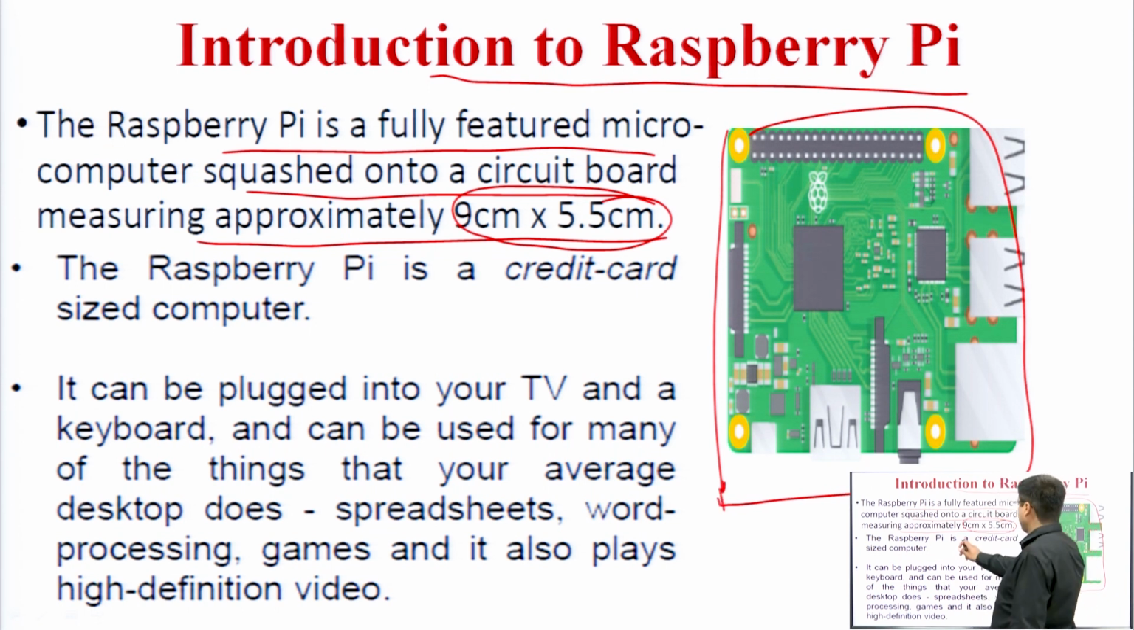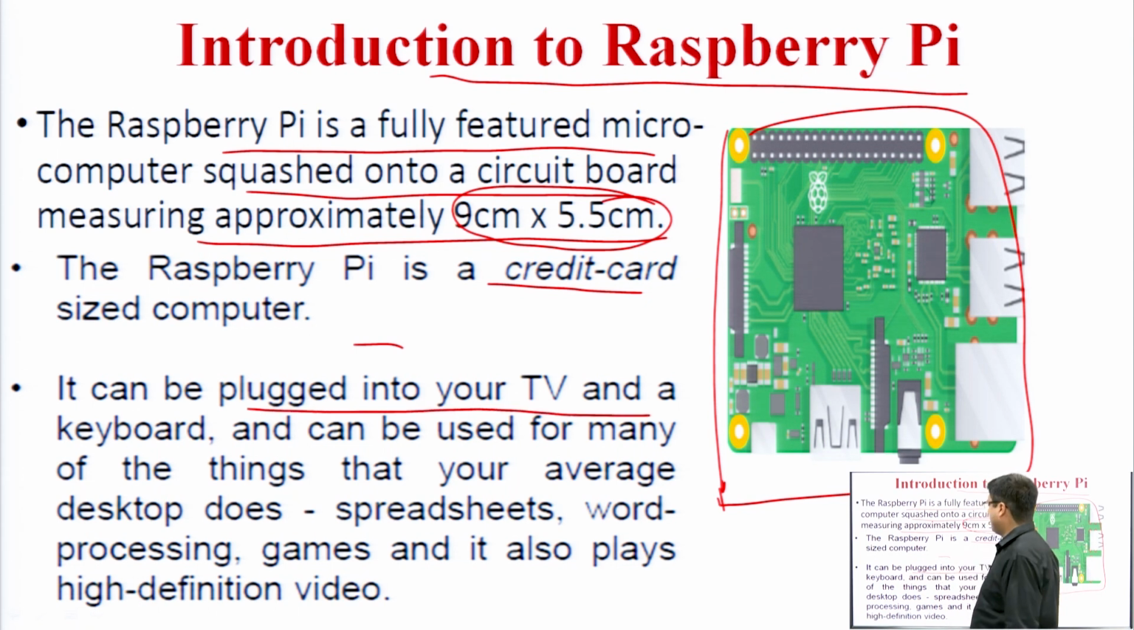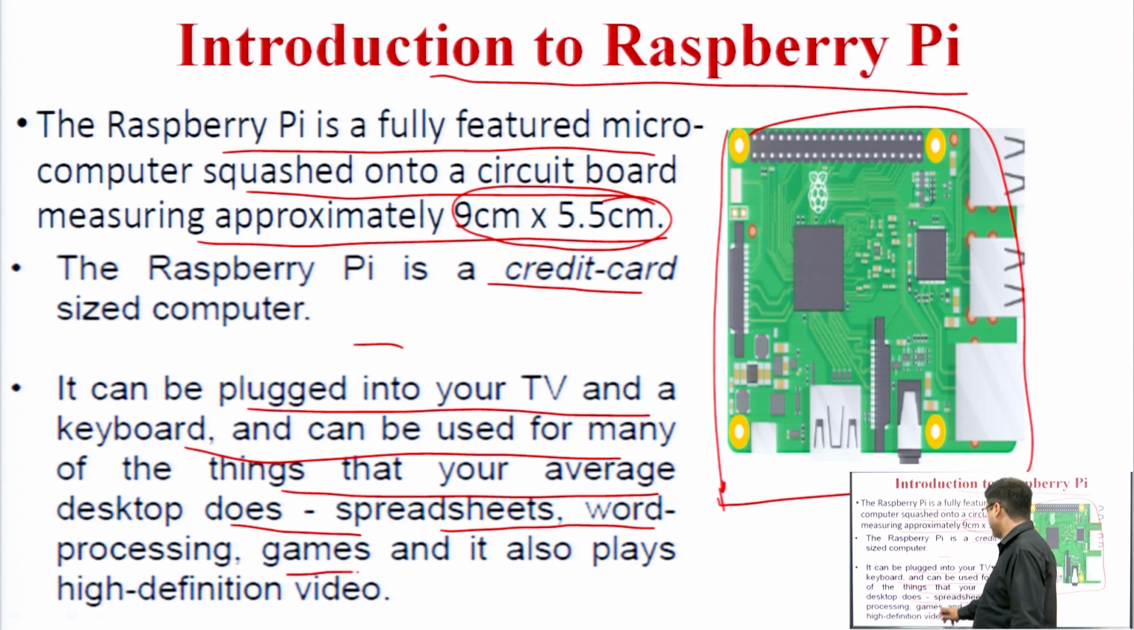Raspberry Pi is a credit card size computer. It is very small in size, and it can be used in a variety of applications. It can be plugged into your TV and a keyboard, and can be used for many of the things that your average desktop does: spreadsheets, word processing, games, workstation, and it also plays high definition video.